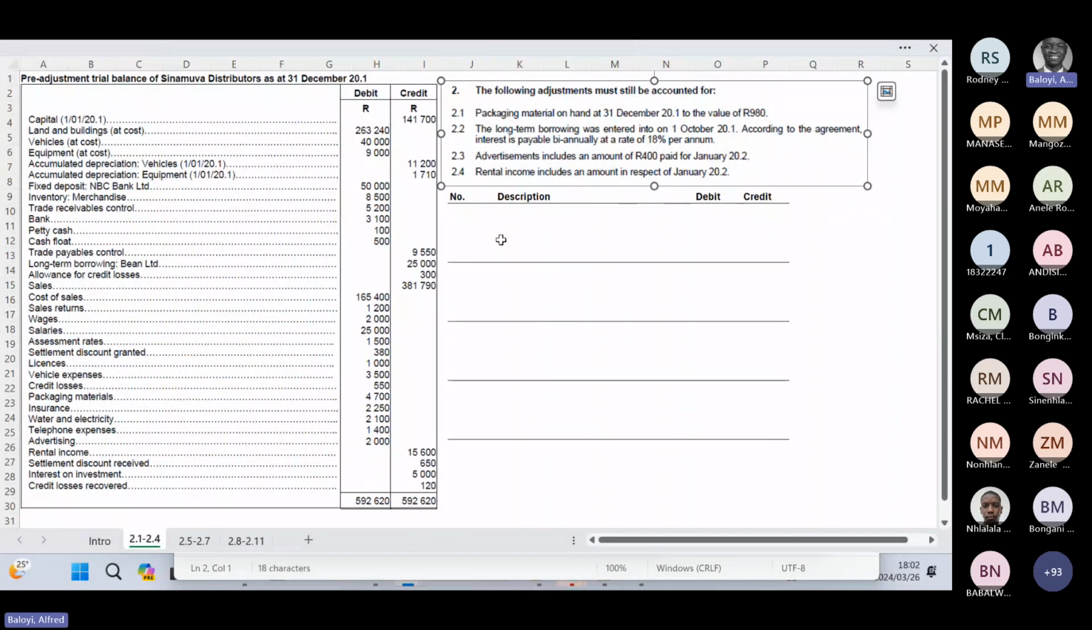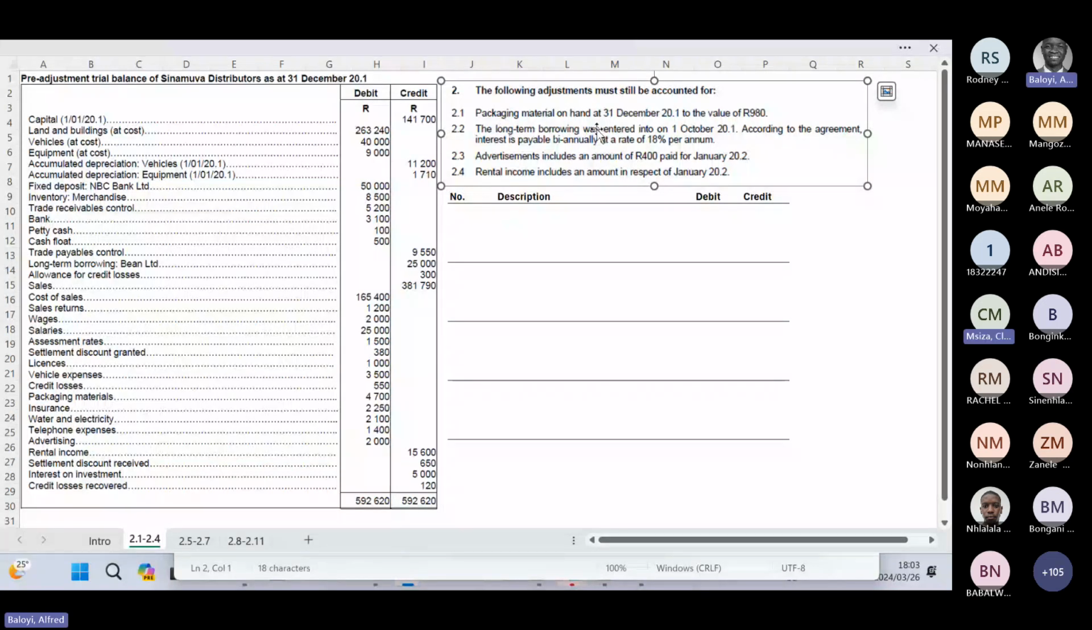So with the first one, we are presented with the trial balance for 31 December 20.80. You can see on top, there's all of your balance sheet items, and at the bottom, it's the income statement balances. So the first adjustment, it says 2.1 packaging material on hand at 31 December 20.1 to the value of 980.